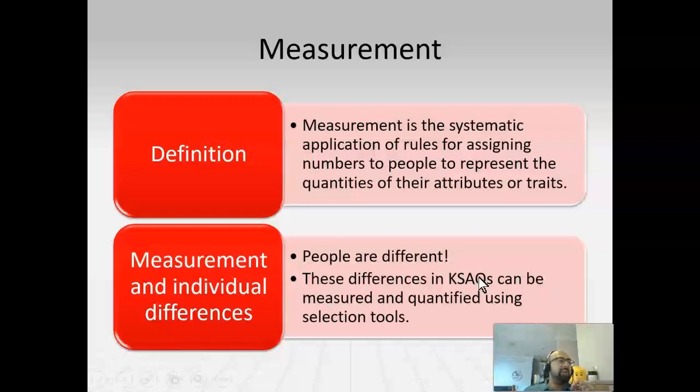Now we do so using selection tools that are able to measure and quantify the KSAOs. And again, we do this because we believe and know that people are different. If everyone was the same, it would not matter. Selection would be pointless. Just pick anyone at random. However, because individual differences do exist, and these individual differences do predict performance on the job, we want to select people who possess the right differences.